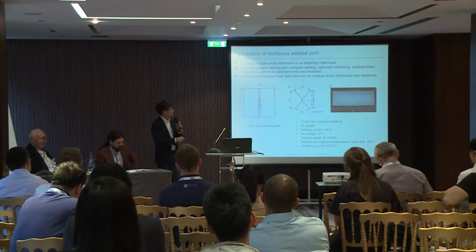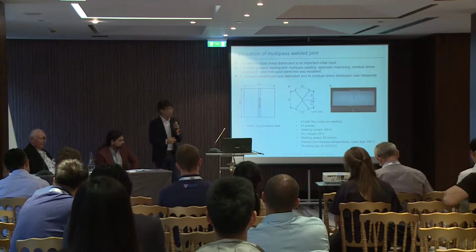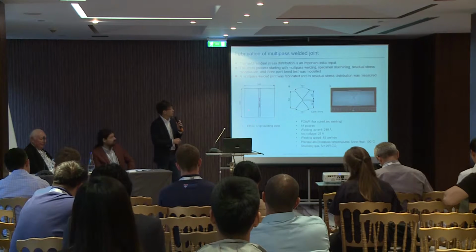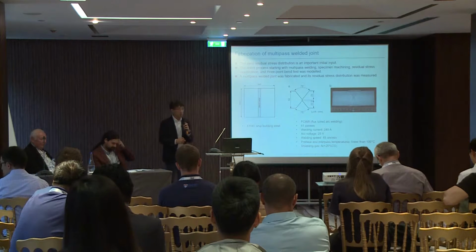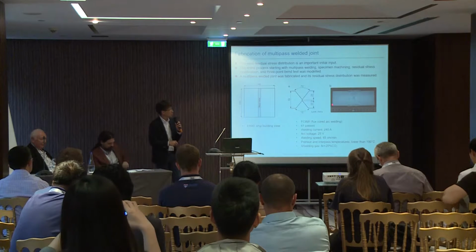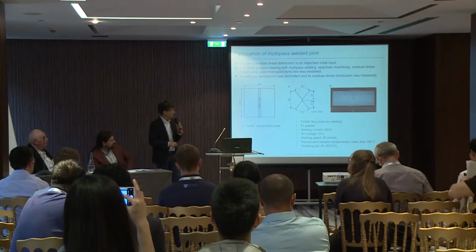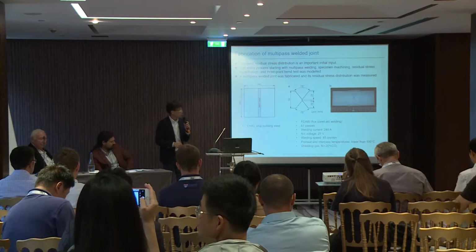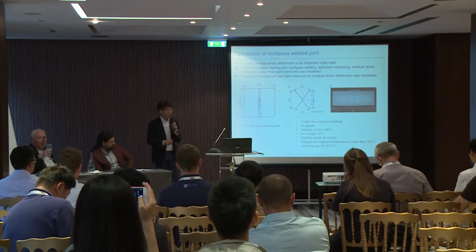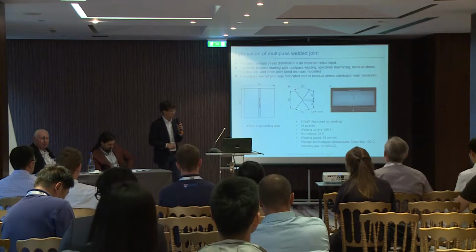This is the geometry of the fabricated multipass welded joint. This has the weld length of 500 millimeters and the thickness of 50 millimeters. And this is the macro cross section. And the steel used was the typical thick building steel. And then welding was performed by FCAW. And then welding condition is summarized here.